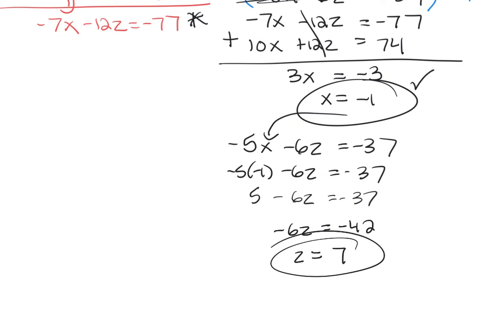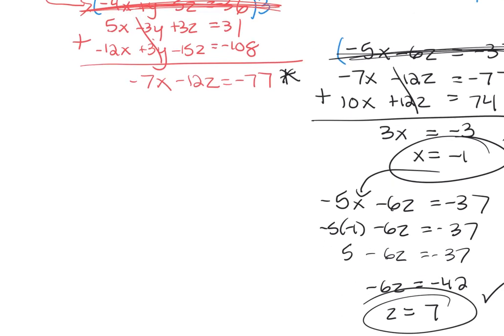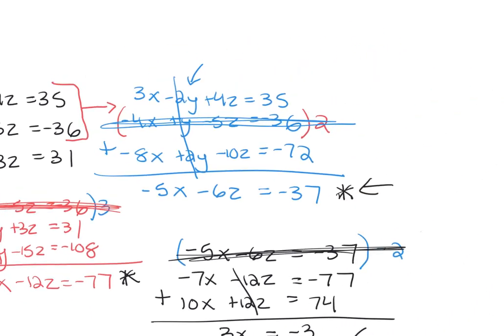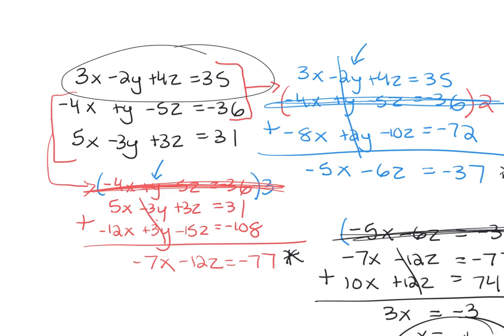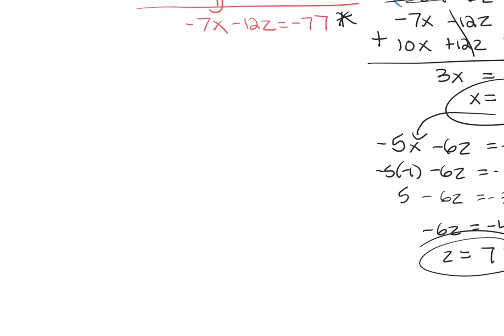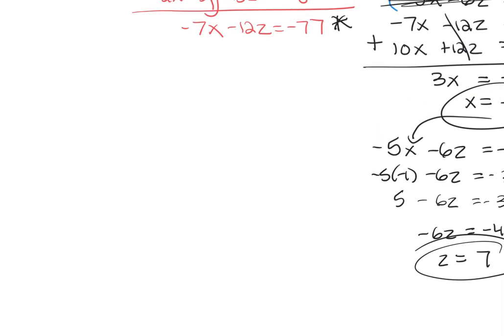All right, I've got x, I have z. How do I find y? Well, to do that, I can plug in both my x and my z into one of my original equations. I'm going to choose the top equation. So let's see, I'll move way down here. Okay, so that top equation is 3x minus 2y plus 4z equals 35. And my x is negative 1, and my z is 7.